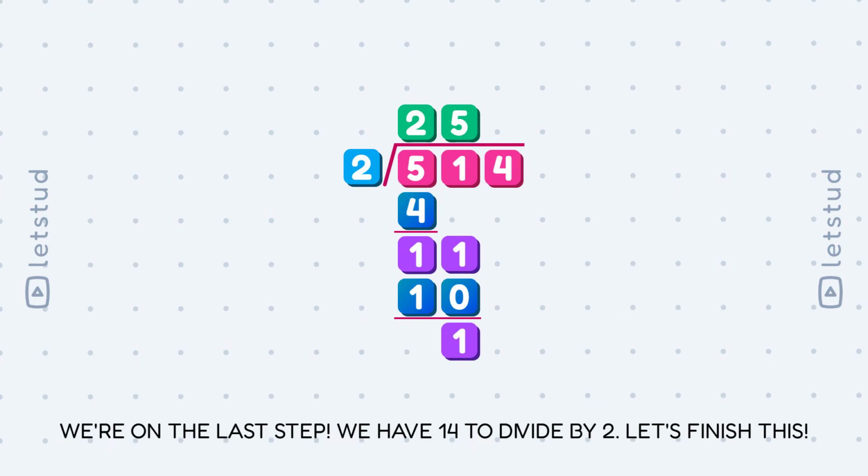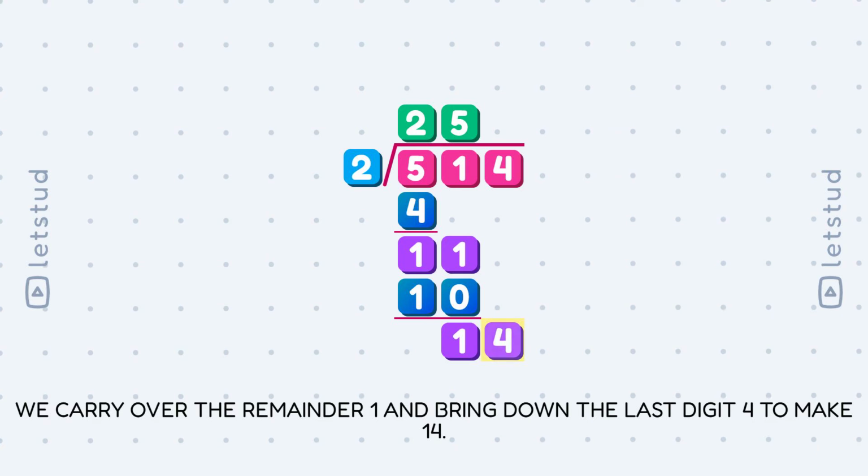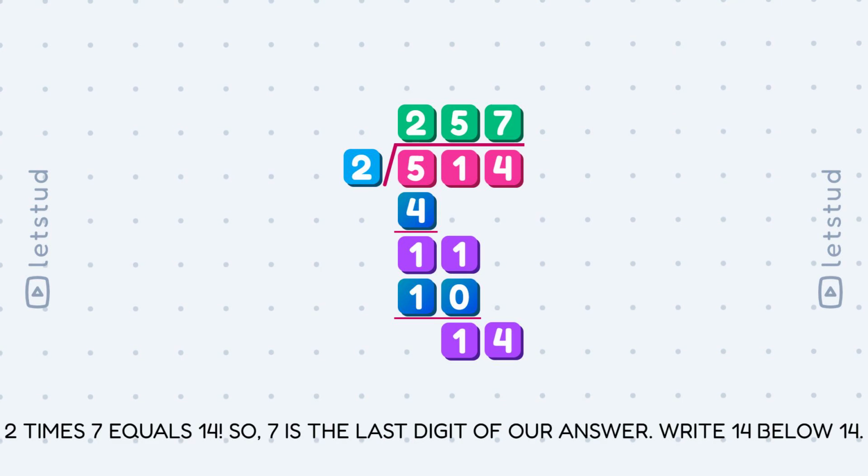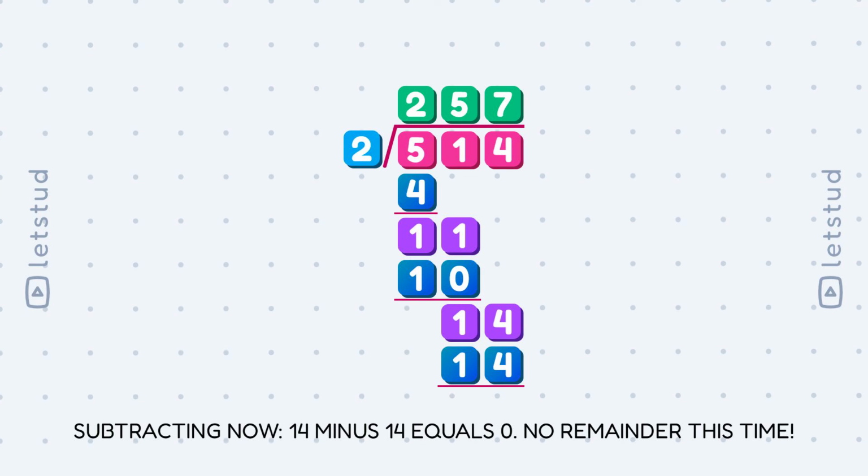Let's finish this. We carry over the remainder 1 and bring down the last digit 4 to make 14. How many times does 2 go into 14? You got this. 2 times 7 equals 14, so 7 is the last digit of our answer. Write 14 below 14. Subtracting now. 14 minus 14 equals 0.